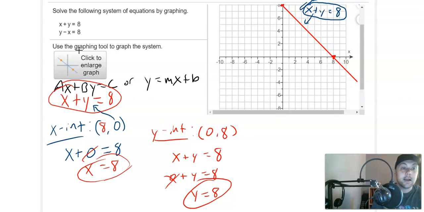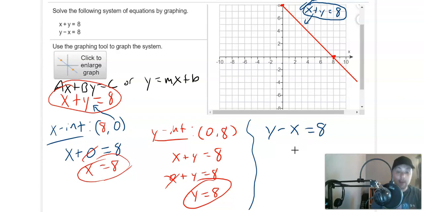Right. Now, let's do the other equation. This time, I want you to try to do this one. Find the x and y intercepts and see if you can do that mentally without having to write out the work. All right, so pause the video, decide what you think the x and y intercept should be, and then resume the video to see if you came up with the right idea.